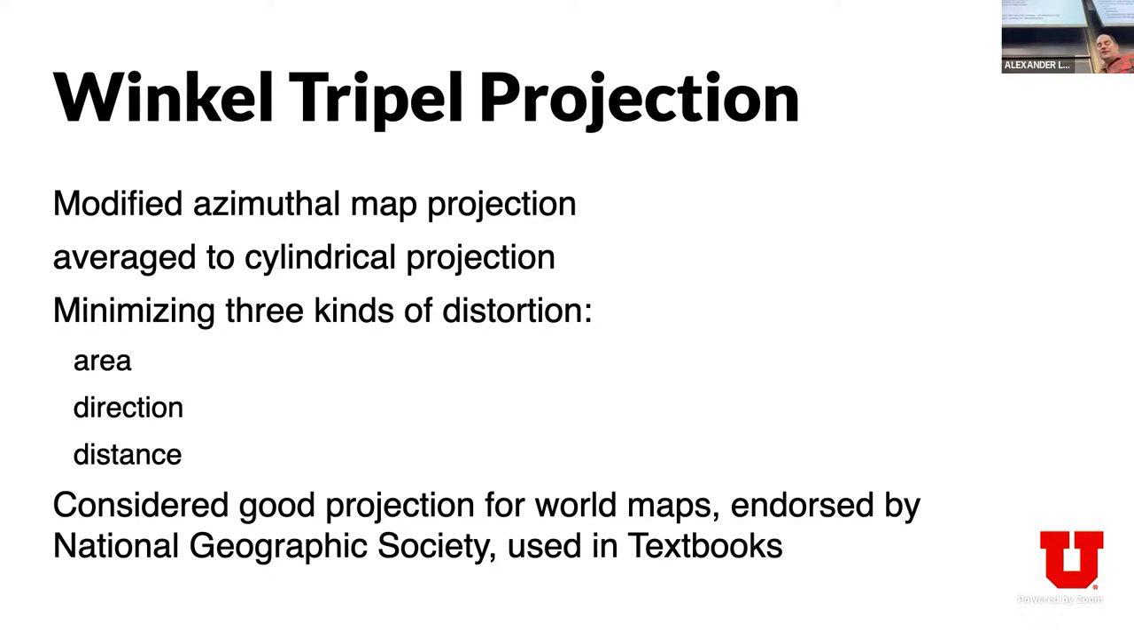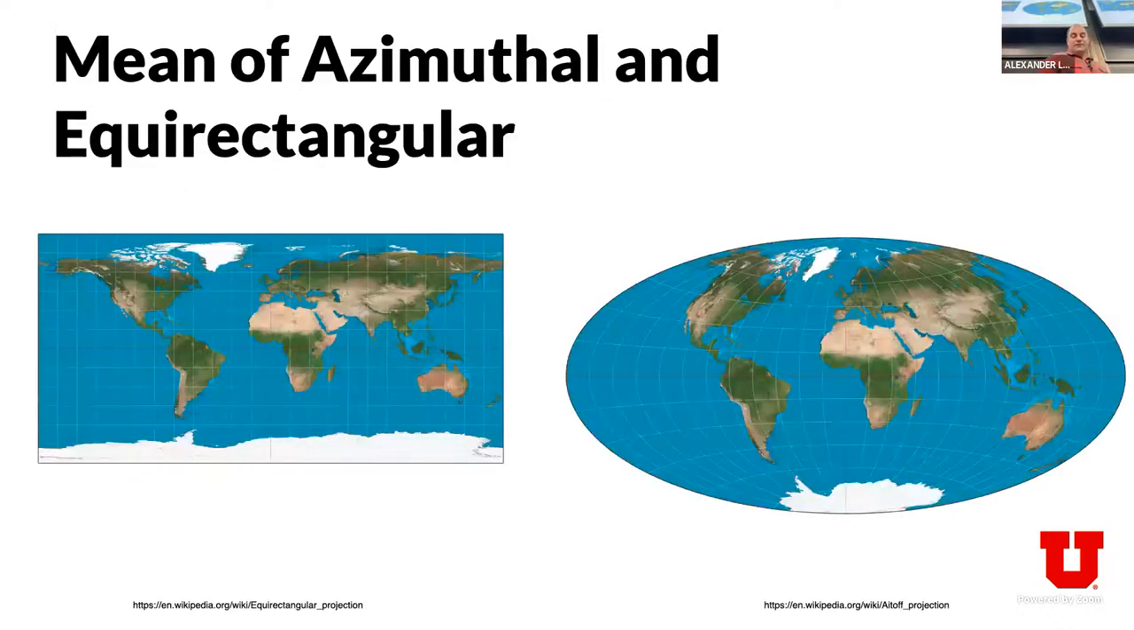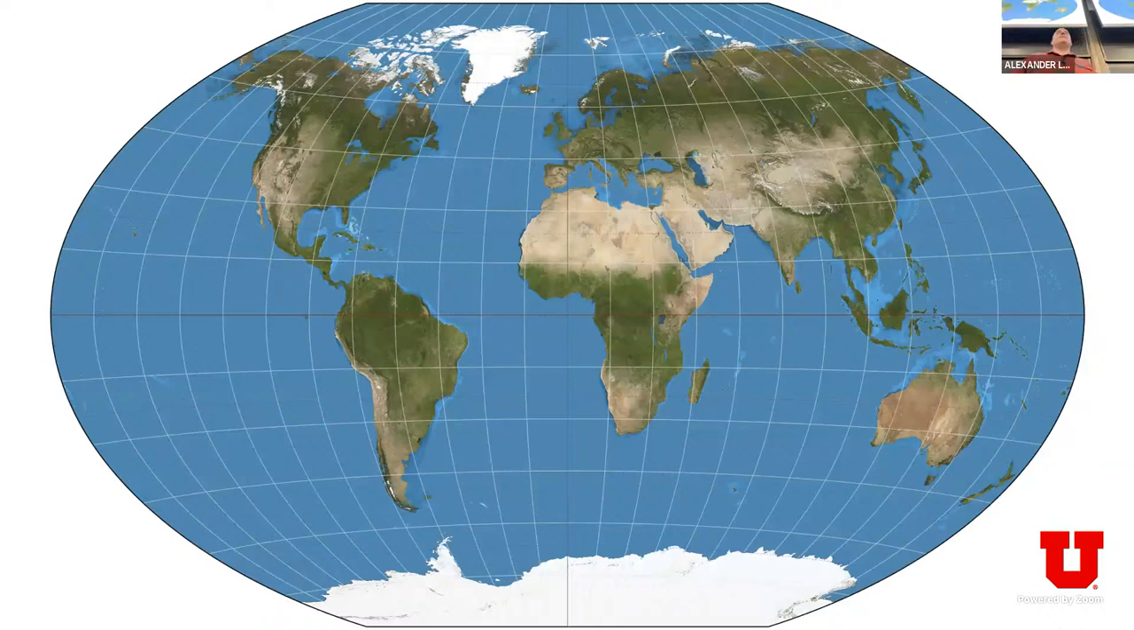This is endorsed by the National Geographic Society and is used in modern textbooks, right? And so this is how it is constructed. It's like the mean of the azimuthal and equirectangular projection. And the result is something like this, right?